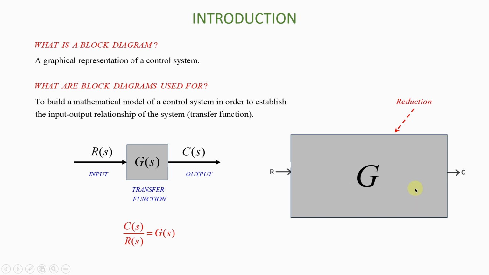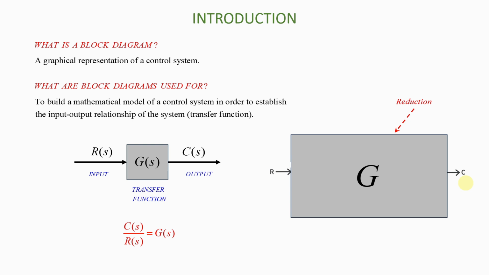Okay. However, this one here is easy to work with because we're just dealing with one block and one transfer function. Okay. And that is very, very important to understand. And so for this module, this is exactly what we are going to be doing. We are going to be reducing very complicated control systems into a simple control system that is just made of an input, a transfer function, and then an output. Okay, so that is basically the exercise that we will do in this module.